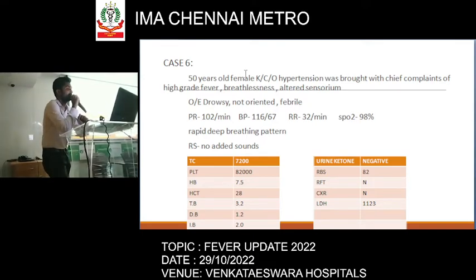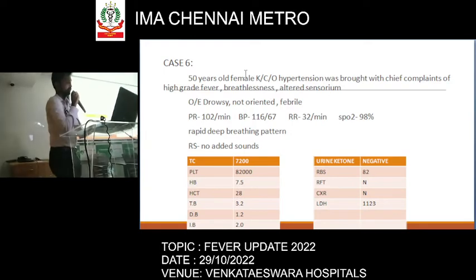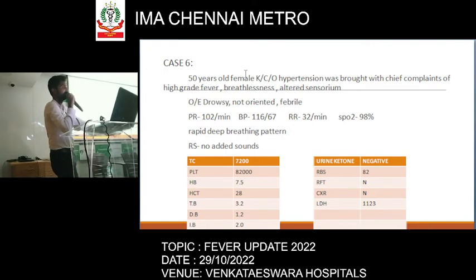Then urine ketone is negative, RBS is 82, RFT is normal, chest X-ray normal, and LDH is 1123. So this is a patient with cerebral malaria. ABG shows metabolic acidosis, and the peripheral smear showed falciparum malaria with high parasitic index. She usually has splenomegaly. So this is going to be a complicated falciparum malaria.